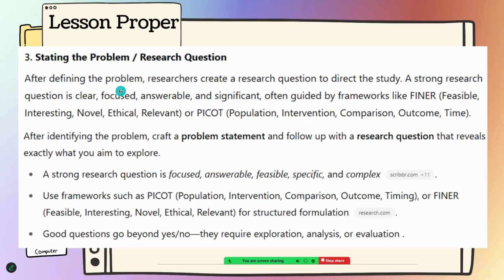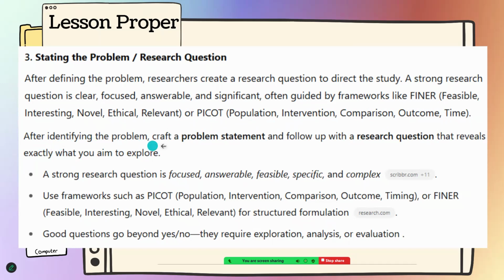After defining the problem, researchers create a research question to direct the study. A strong research question is clear, focused, answerable, and significant, often guided by frameworks like FINER, which means feasible, interesting, novel, which means it is new or a new idea, ethical and relevant, or PICOT, which means population, intervention, comparison, outcome, and time. So you can be guided by these frameworks, FINER and PICOT.